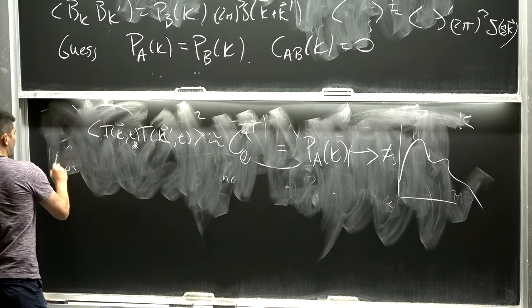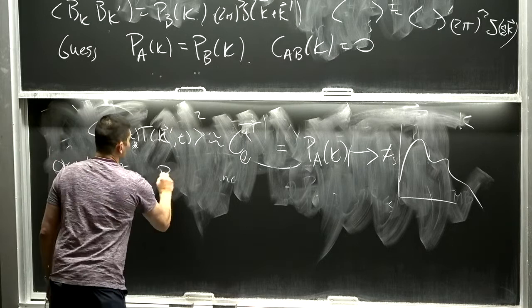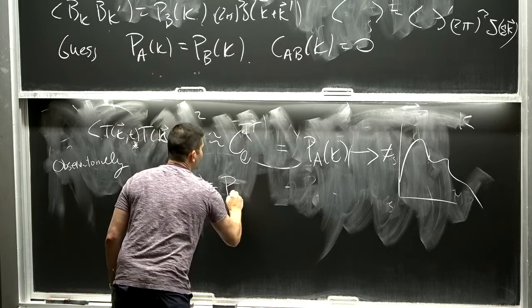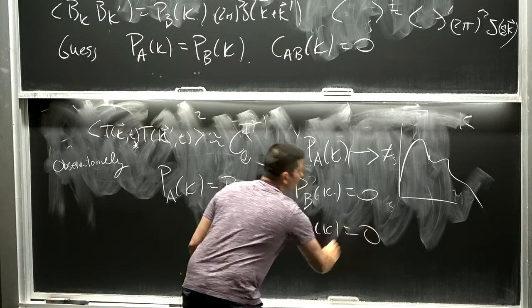So what we know is that observationally, P of A of K is just what we call the primordial power spectrum. P of B of K is equal to 0. And C of A and B is also equal to 0. There's no sines in the universe. There's only cosines.